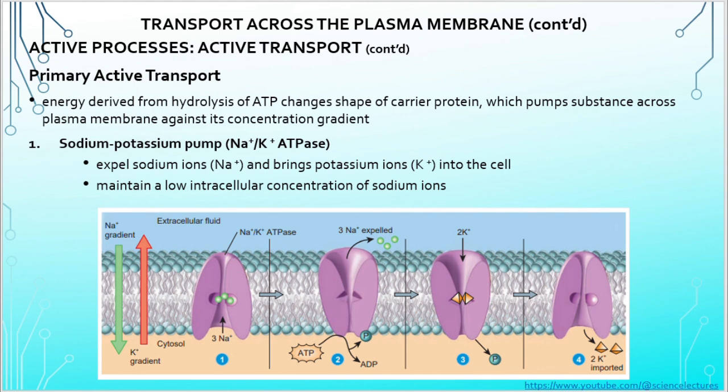Now the shape of the pump protein favors binding of 2 potassium ions in the extracellular fluid to the pump protein. The binding of potassium ions triggers release of the phosphate group from the pump protein. This reaction again causes the shape of the pump protein to change. As the protein pump reverts to its original shape, it releases potassium ions into the cytosol. And at this point, the pump is again ready to bind 3 sodium ions and the cycle repeats.